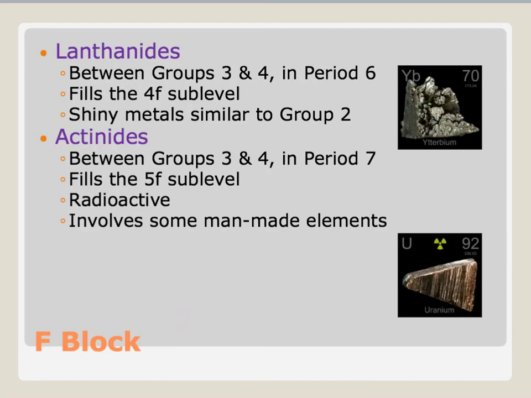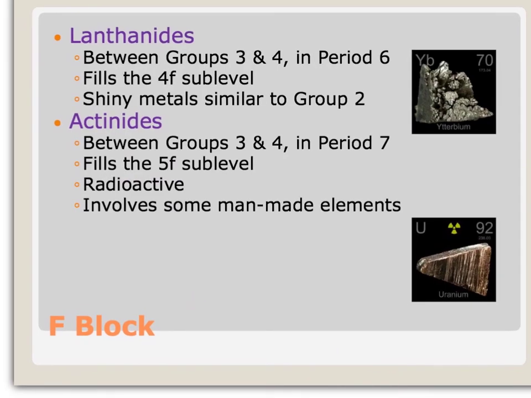So then our last two groups are within the F block. These are the lanthanides and the actinides. And again, they are found between groups 3 and 4. And those two little rows are pulled out and placed below the periodic table. The lanthanides exist within period 6 as well. So if we were going horizontally across the table, they would slide right into period 6. The lanthanides all fill the 4F sublevel. And in terms of properties, they're actually very similar to the group 2 metals. They're shiny, they're dense, they're hard, and they are moderately reactive.